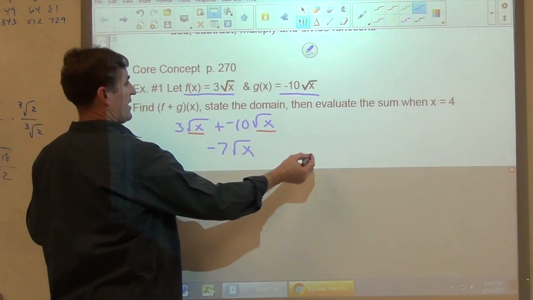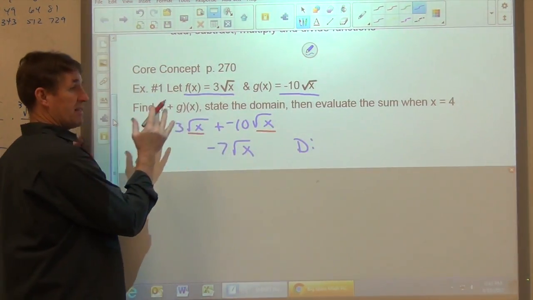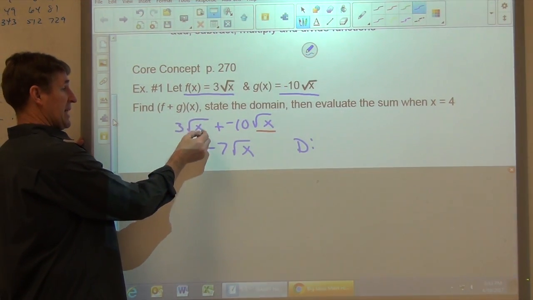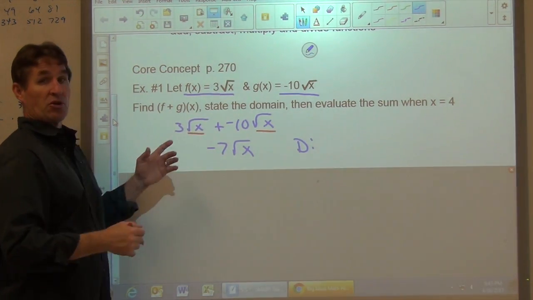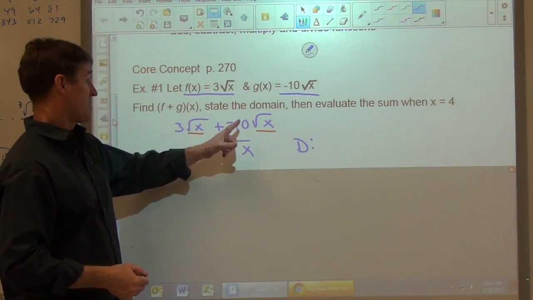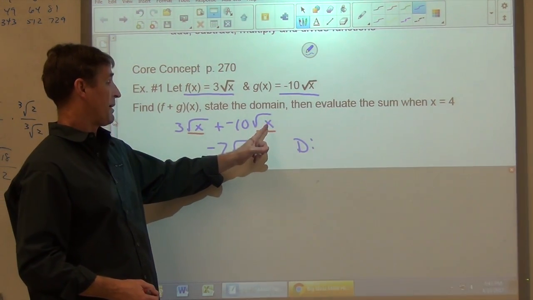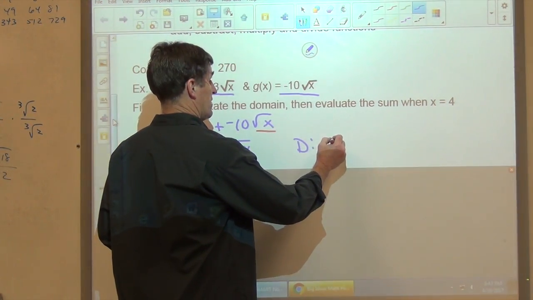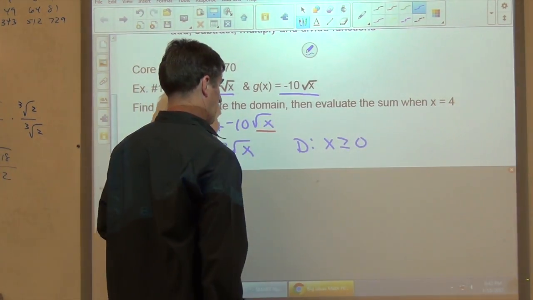Then it says to state the domain. Now remember, the domain has to work for both of them. In this case, we just have to worry about the square root, and you can't take square roots of negative numbers. So the domain of f would be x is greater than or equal to 0, and the domain of g would be x is greater than or equal to 0. And so the domain of the sum would be x is greater than or equal to 0.